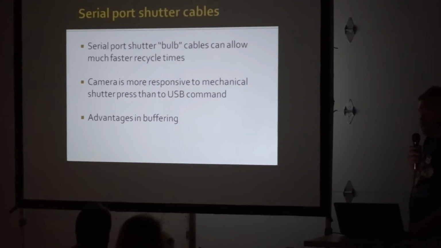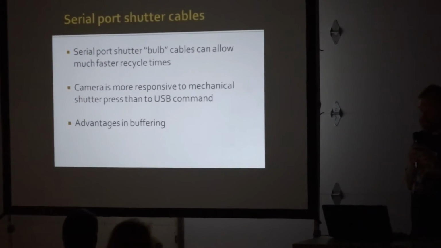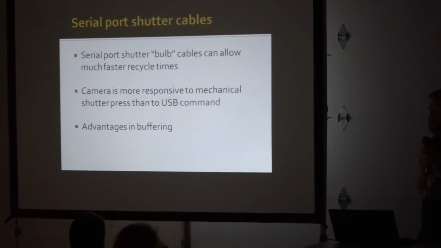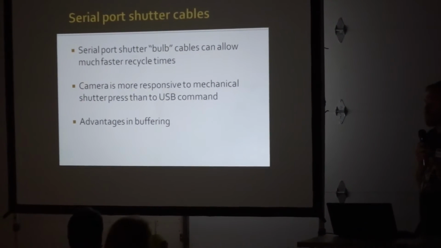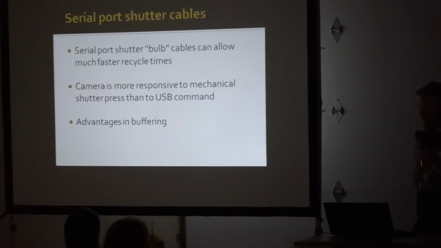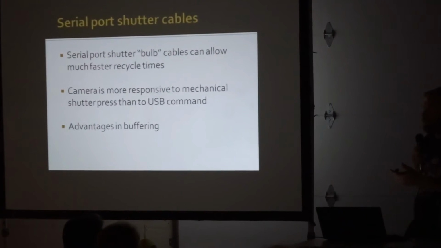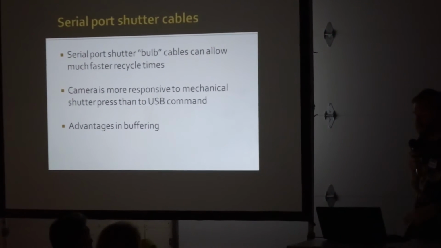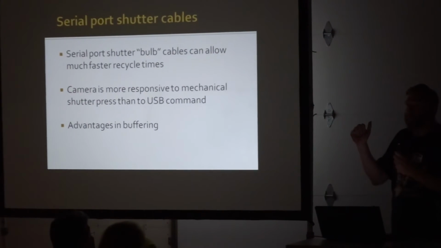Shutter cables, you know, guys want to push the envelope on how fast stuff goes. Most cameras over USB are actually quite slow. The new generations are getting much better. The older DSLRs, when you give it a USB command, it's kind of like, really? You want me to take a picture? So it would take its time processing it and go, okay, all right, fine, I'll take a picture. Whereas when you push the mechanical shutter button, it's like, oh, okay, I better take a picture.